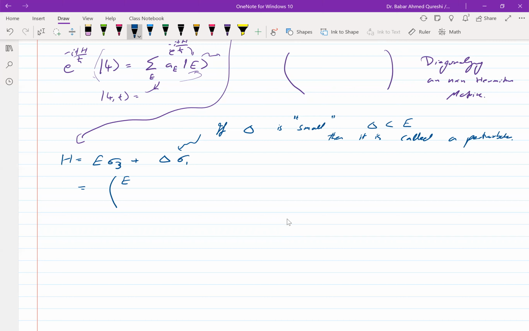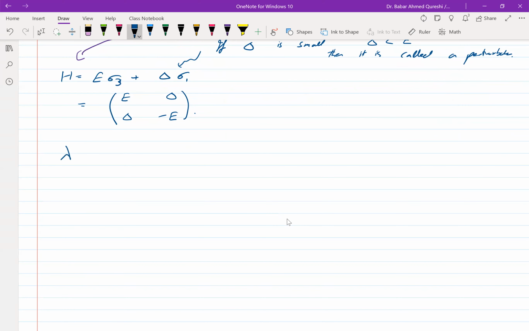So this matrix becomes, with minus E, and if I compute the eigenvalues, I get this. Let me call the eigenvalues E plus. So it's E square minus delta square equal to 0. That's the determinant. Well, let me write lambda first to make it a little bit clearer. This is the determinant I'm computing. So I have E minus lambda whole square minus delta square is 0.